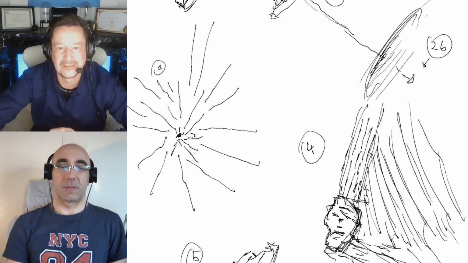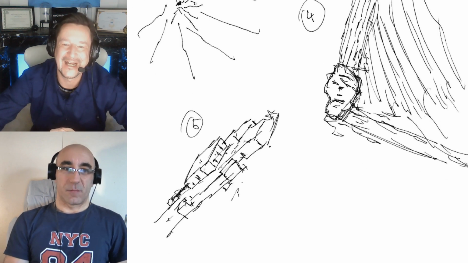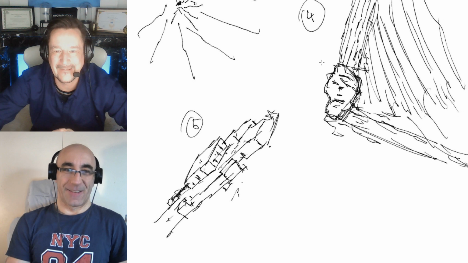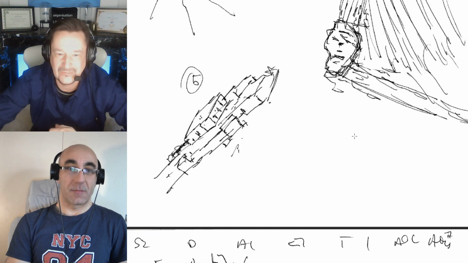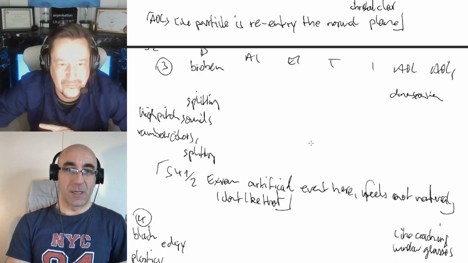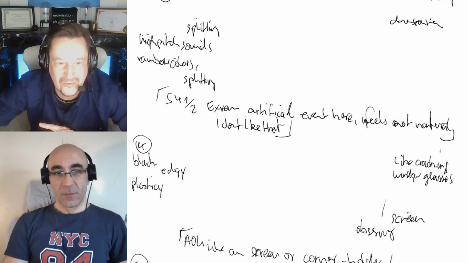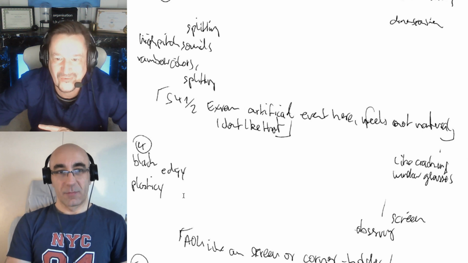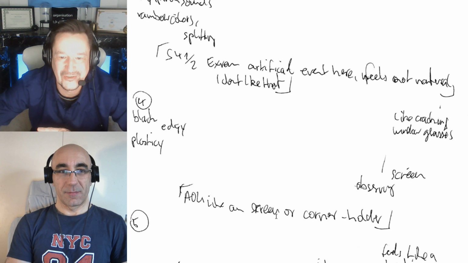Yeah, number three. Number four was quite funny. I started painting this one, so the head, and continued with something here. We will go to the data directly, I don't want to interpret here. Black, edgy, like cracking window glass. Plasticity, screen observing, ALS like in screen or corner holder.